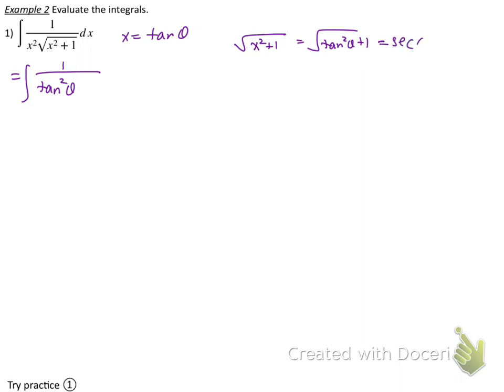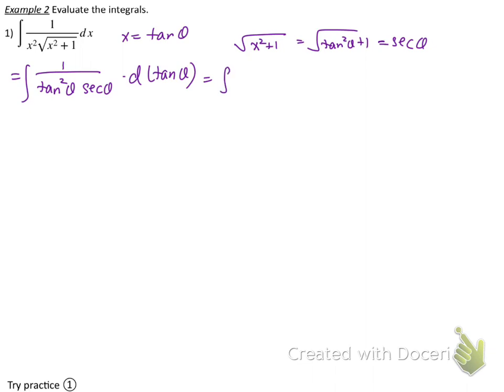Another example, we want to evaluate the integral of this. So I'm having x squared plus 1 under my radical, and I want to make a perfect square in that. So my x will be tan theta. When my x is tan theta, let's see what we have. 1 over tan squared theta, and the radical of x squared plus 1 will be tan squared theta plus 1. This is secant. So times secant theta times d tan theta.